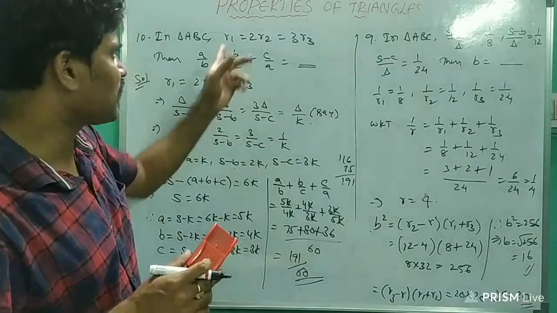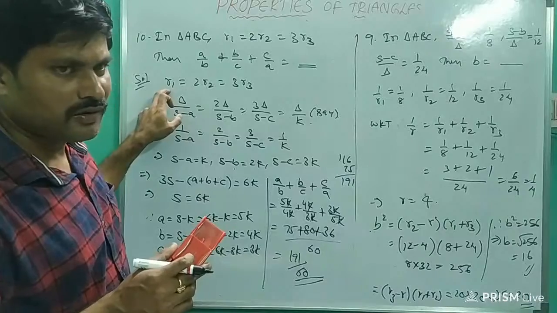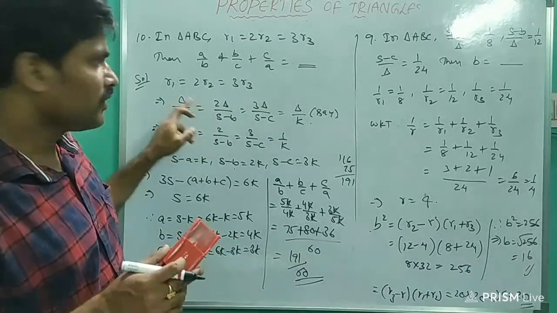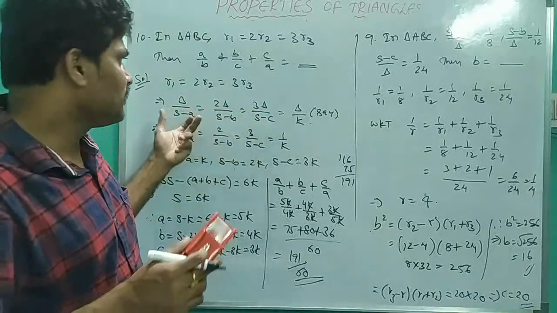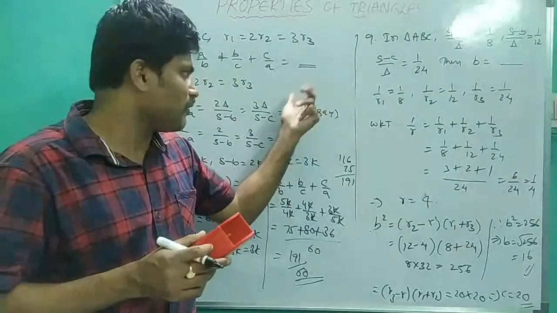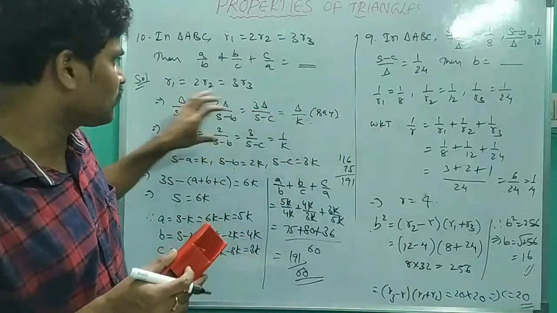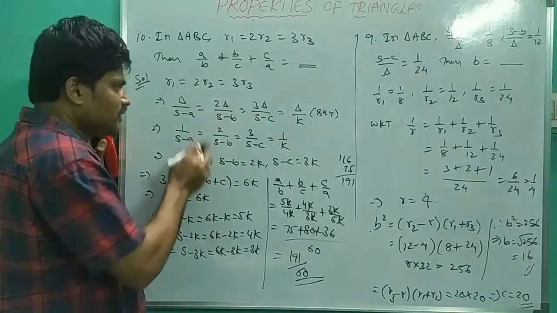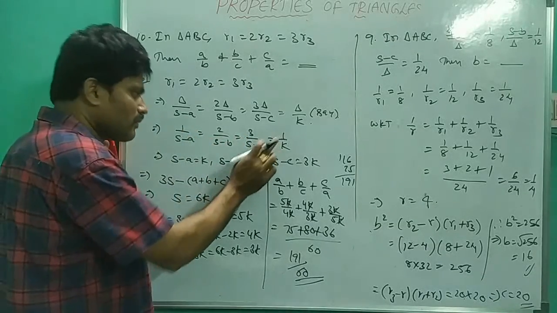So here given one condition R1 equal to 2R2 equal to 3R3. Now from that, we substitute R1, R2, R3 values, that are delta by s minus a, delta by s minus b, delta by s minus c. These three ratios will be equal to some quantity, that is delta by k. Let us consider that quantity equals these three values. From that, delta will be cancelled. The remaining values are 1 by s minus a equal, 2 by s minus b equal, 3 by s minus c equal, 1 by k.